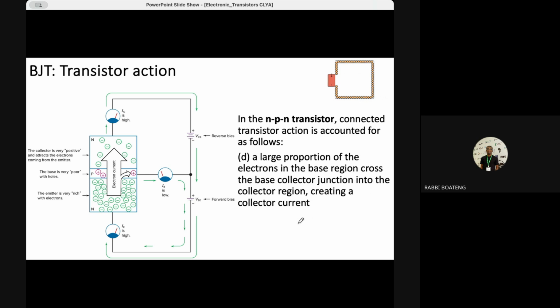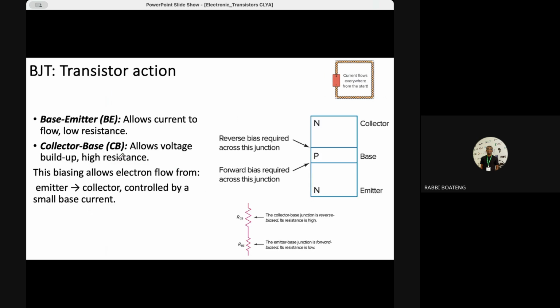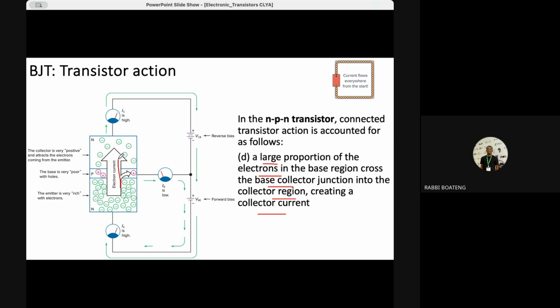So at the end, a large portion of these electrons just crosses the base-emitter junction to the collector region, creating what we call the collector current. So from here, everything that is going here, we are saying is the collector current. Any questions so far?